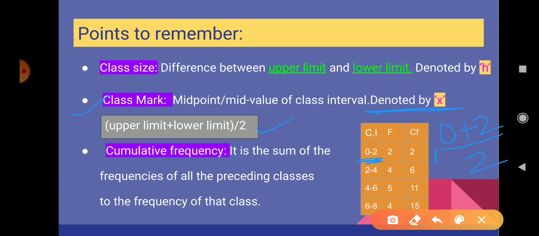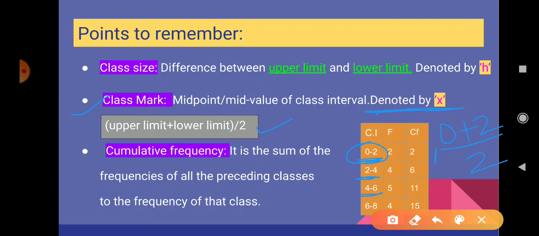So what is the mid value of 0 to 2? Again, you can observe without using the formula. Which number is between 0 and 2? 1. Next, the number between 2 and 4 is 3. And the number between 4 and 6 is 5. The number between 6 and 8 is 7.